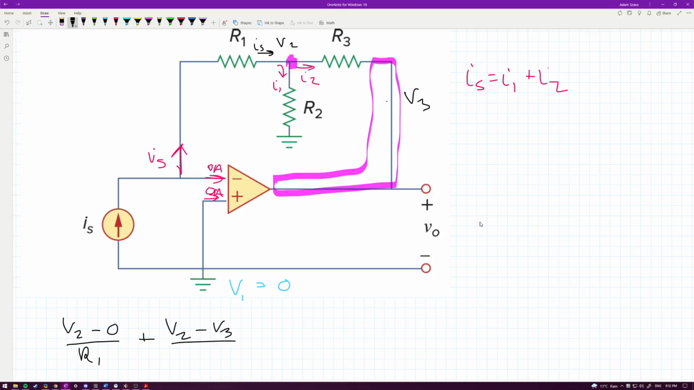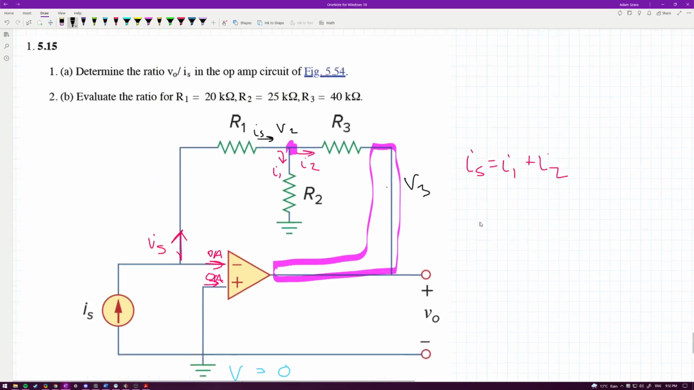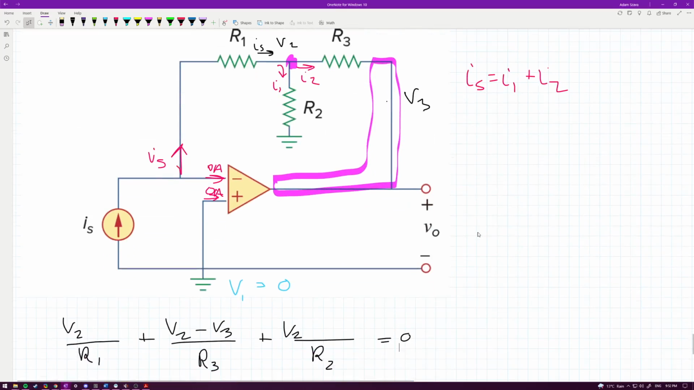Okay, so V2 minus V3 over R3, and then plus V2 minus 0 over R2, which is just that, equals 0. Okay, and now we just do it for V3. What am I looking for? I'm looking for VO over IS.